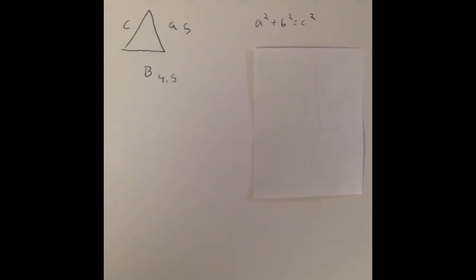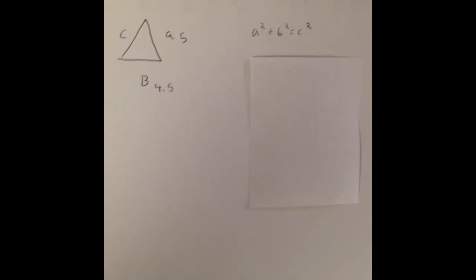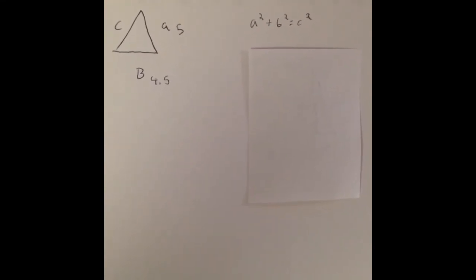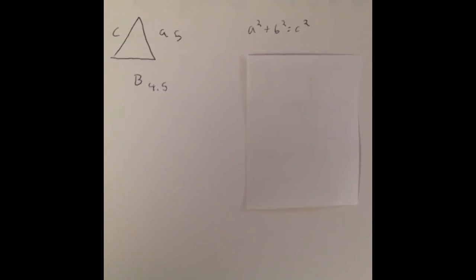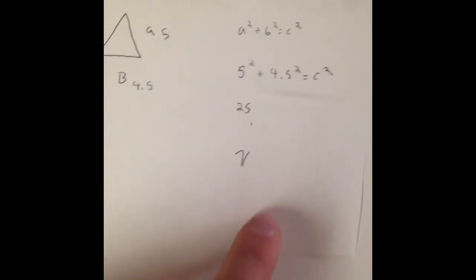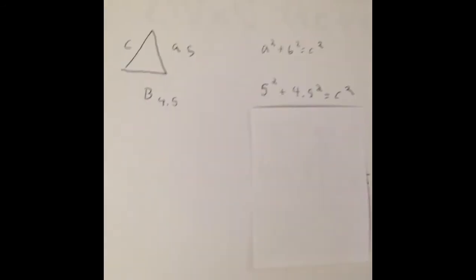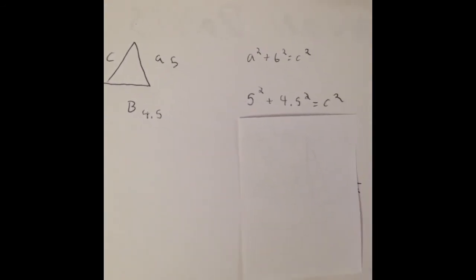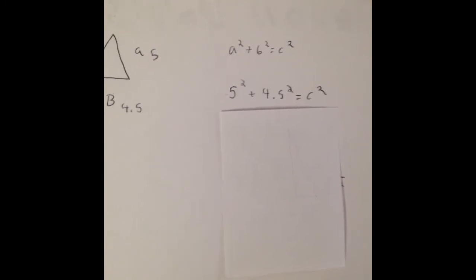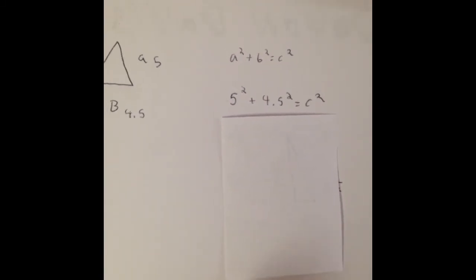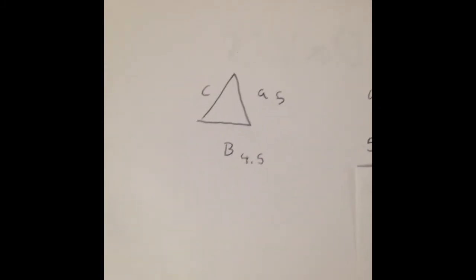Okay, so here's my second Pythagorean problem. Same setup, just a few different variables. B now is 4.5 and A is 5. I've already plugged those in over here, if you can see those. A is 5 squared, B is 4.5, and C is c squared, and you're trying to find c squared again, the missing side.